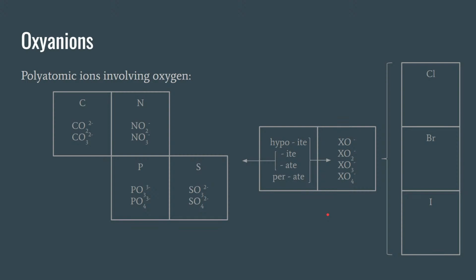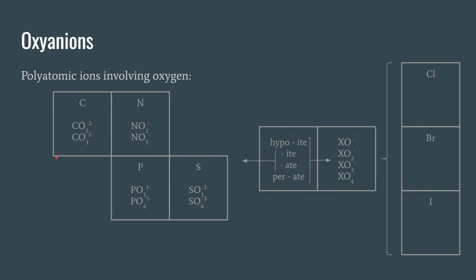So, over here on the left, carbon, nitrogen, phosphorus, and sulfur. They will combine with oxygen to produce a pair of ions, 2 different ions, with differing numbers of oxygens. So carbon can combine with 2 oxygens or with 3. Nitrogen can combine with 2 or with 3. Phosphorus and sulfur, it's either 3 or 4.